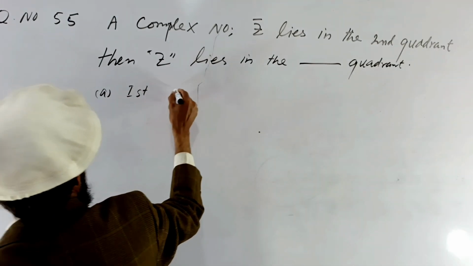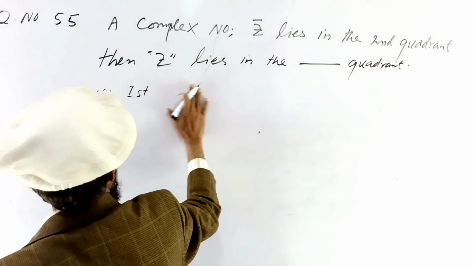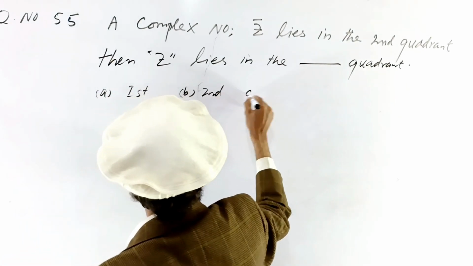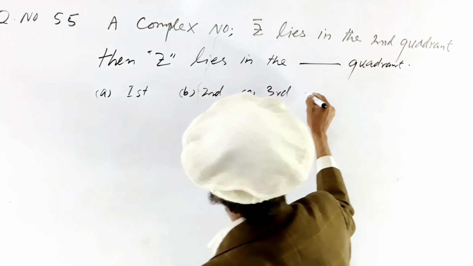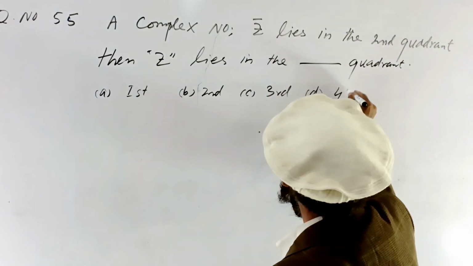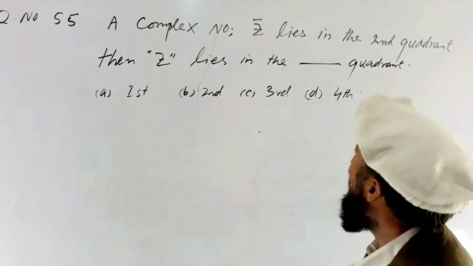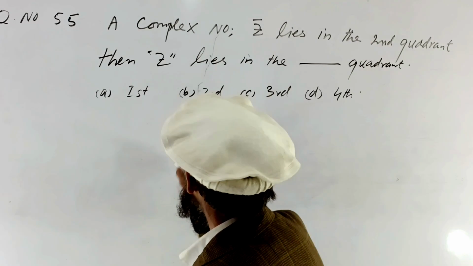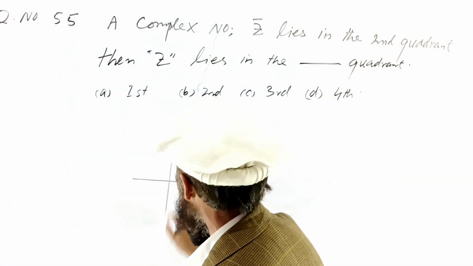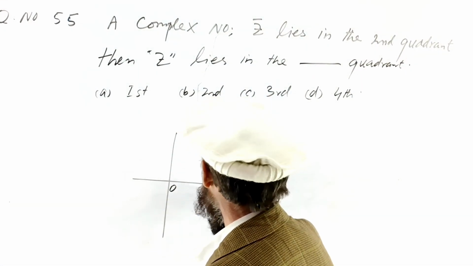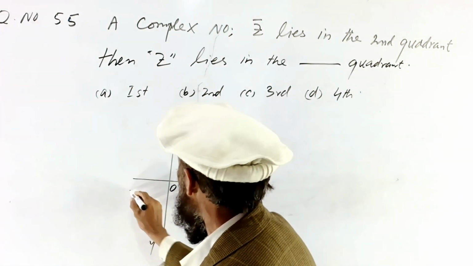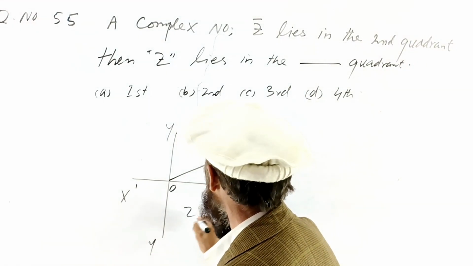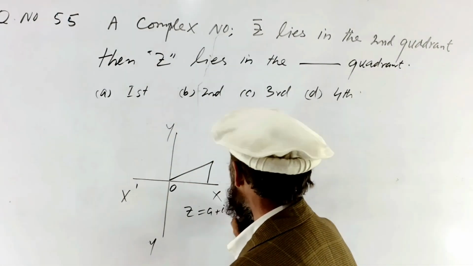First, second, third, and the fourth quadrant. So z lies, as we know that this is x and y dash and x dash. In line, z is equal to a plus ib form.